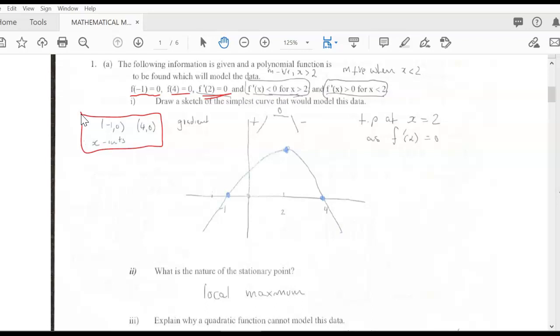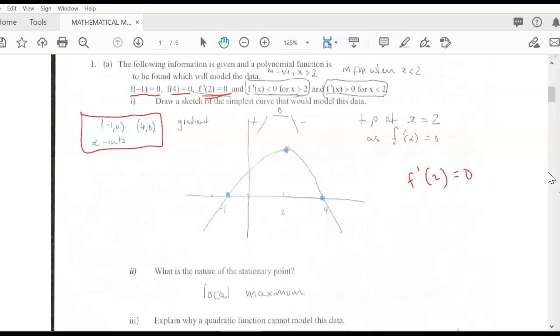So (-1, 0) is one x-intercept, and (4, 0) is your other x-intercept. Now, the other bit of information, f'(2) = 0, so that means our gradient function at x equals 2 is equal to 0. So your gradient is equal to 0 at x equals 2.